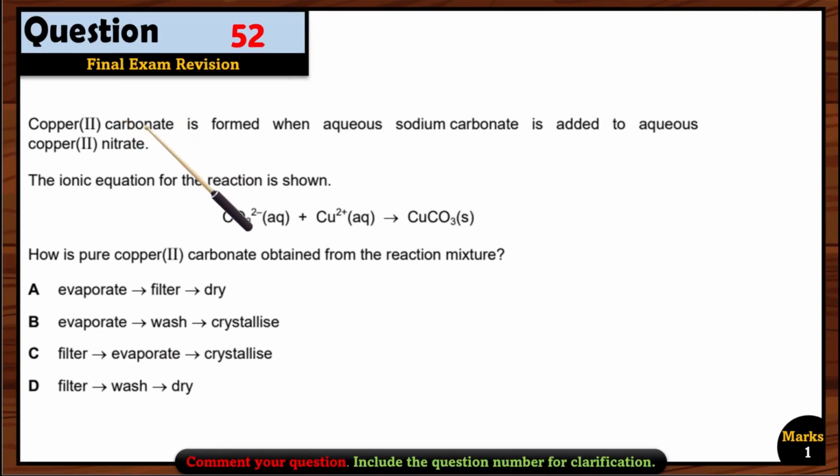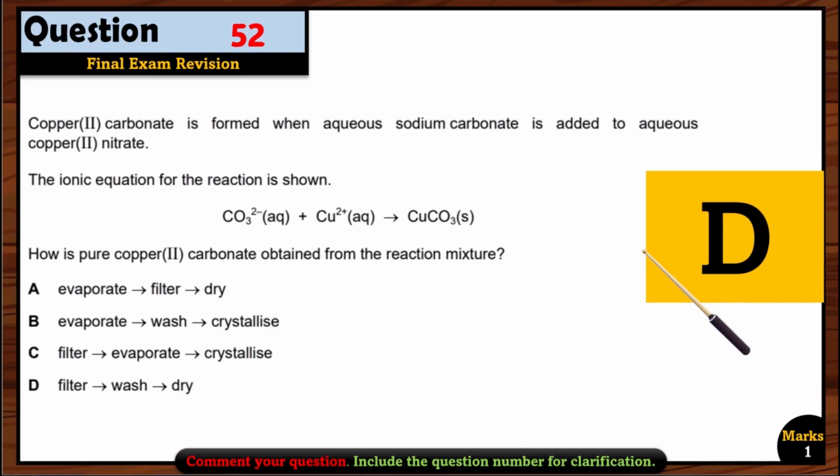Question 52. Copper carbonate is formed when aqueous sodium carbonate is added to aqueous copper nitrate. Ionic equation for the reaction is shown over here. How is pure copper carbonate obtained from the reaction mixture? Okay, so our product is now insoluble, right? So first of all, we have to filter it. After we have filtered, we will wash it with the water. So there is no reactant. And after washing, we will dry it. So filter, wash, dry. So option D is the right option here.